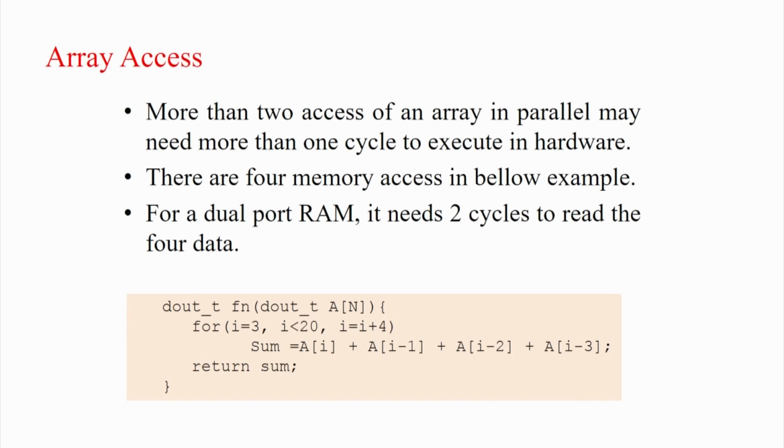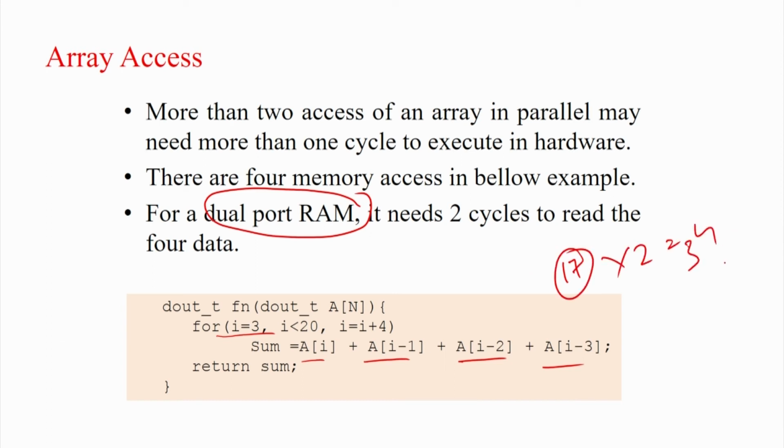There is an example here. As I mentioned, there is a loop where I am reading 4 array elements and just summing them. You can see there are 4 accesses, and if you map this array A to a dual port RAM, then you need 2 cycles to read these 4 data. For every iteration you have to wait 2 cycles to read all the data, then do the summation, and this loop iterates 20 minus 3, that means 17 times. So 17 into 2, 34 cycles will be required.